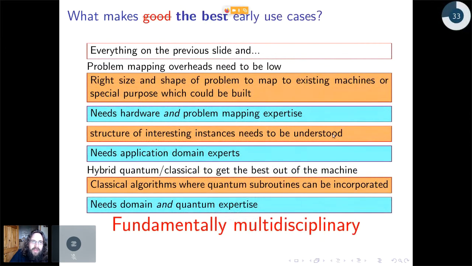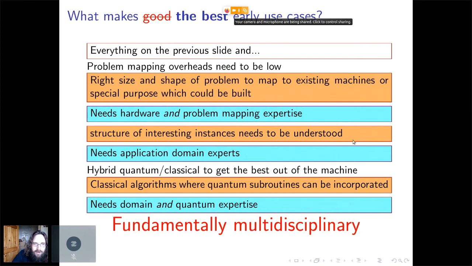But then if you're thinking of how to make it the best, you want everything on the previous slide, plus you want to think about how to map it, right size and shape, to map to an existing machine, or to special purpose hardware which could be built. This is something people often don't talk about, the idea that you could actually build an ASIC quantum computer, a quantum computer where you've actually designed your hardware graph around a specific use case. So you need hardware and problem mapping expertise for this.